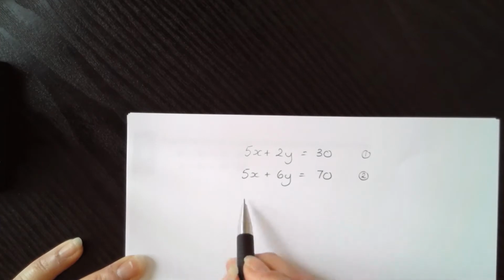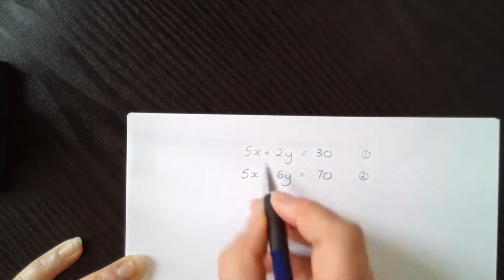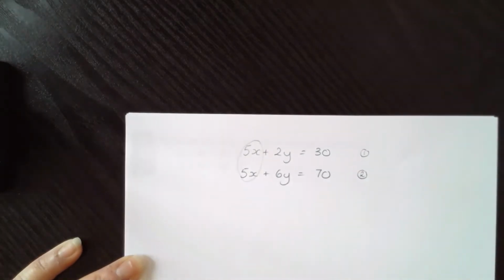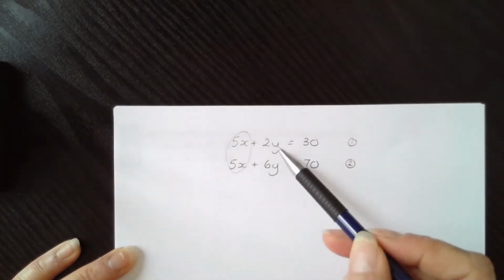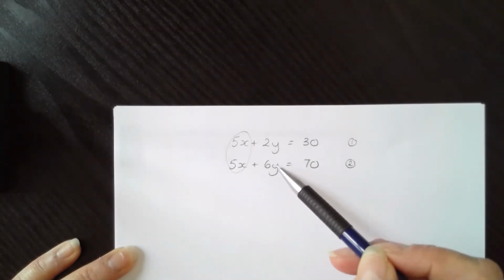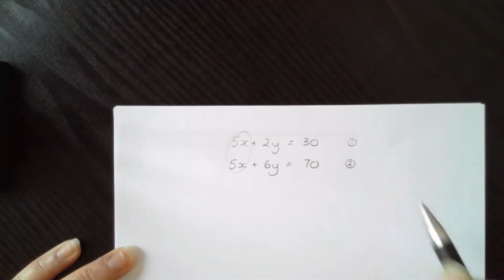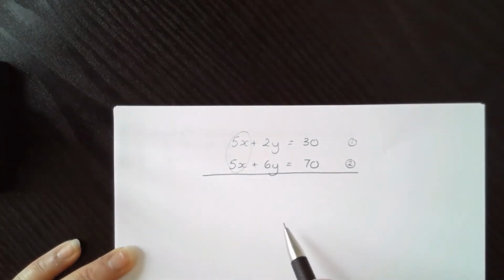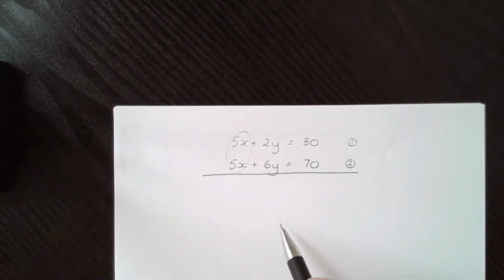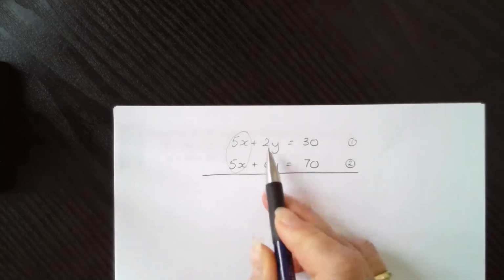We can see here that the number of x's in the first equation and the number of x's in the second equation are the same. They're exactly the same. So the only difference between the top equation and the bottom equation is the number of y's, and that corresponds to the difference there. So I'm going to find a difference. I'm going to do equation 2, take away equation 1. That's because there is a greater number of y's in the bottom than there is in the top.